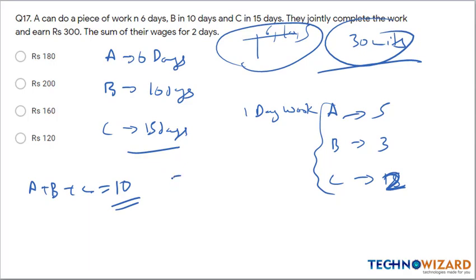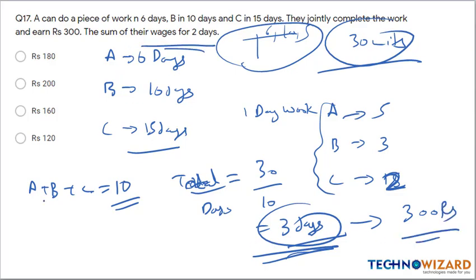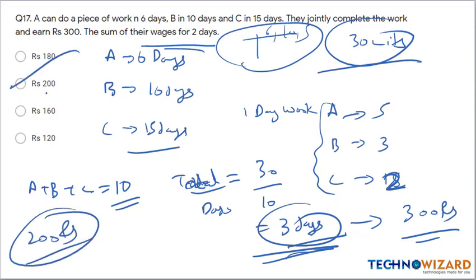Now the total days they need to complete the work is 30 units upon 10. Total 3 days they need jointly to complete their work. Therefore total 3 days. Now in 3 days they earn 300 rupees. Okay. Therefore in 1 day they earn 100 rupees. Now the sum of their wages for 2 days, that will be 200 rupees, is the correct answer. Therefore option B is the correct answer.